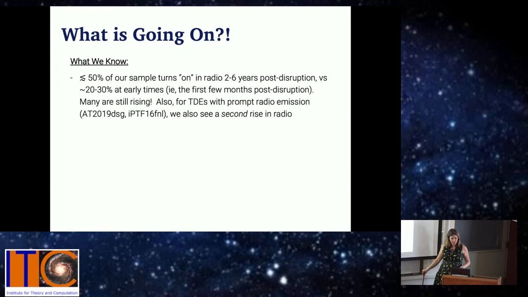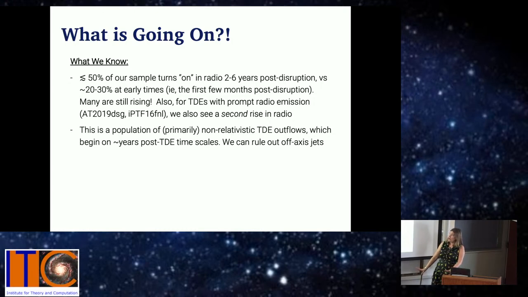And also, there's this population of TDEs that have prompt radio emission, so AT2018dsg, where we see a second rise in radio, and I really haven't heard of many people expecting something like that to happen. This is a population of primarily non-relativistic TDE outflows, so as I said, similar to a supernova, not a gamma ray burst or something like that. And they begin on years post-TDE timescales. We can rule out off-axis jets for this population, is what we said in this paper. There's basically a lot of things, if you just look at the luminosity, the velocities we're seeing. There's definitely still some people who argue that the first one, AT2018hyz, might be an off-axis jet. But the rest of the population is very inconsistent. Also, if those were all off-axis jets that we're suddenly seeing, you would see a lot more of these in the optical surveys to begin with, and the rates just don't match.